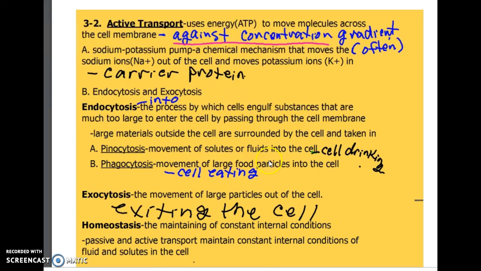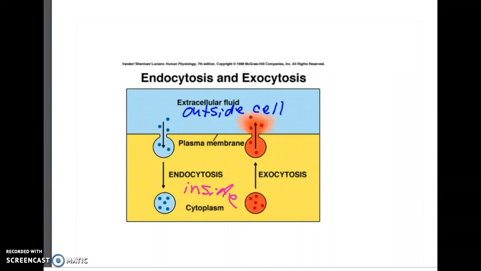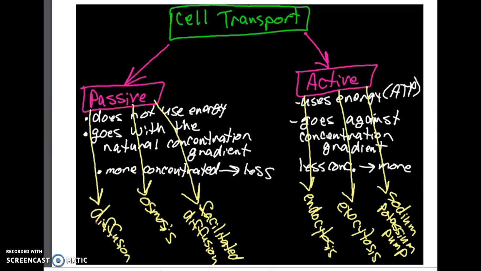And all of this, endocytosis, exocytosis, and the transport through the cell membrane, is a really important part of homeostasis. That maintaining of internal conditions really begins in the cell. Both passive and active transport maintain those constant internal conditions of fluids and solutes in the cell. Again, this is just another visual showing both endocytosis and exocytosis. So obviously you should be writing this all in your notes.